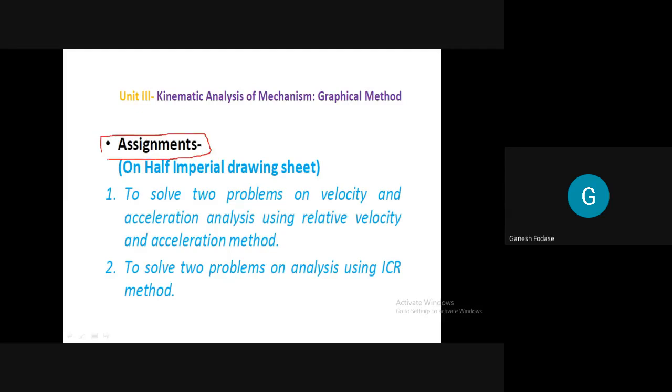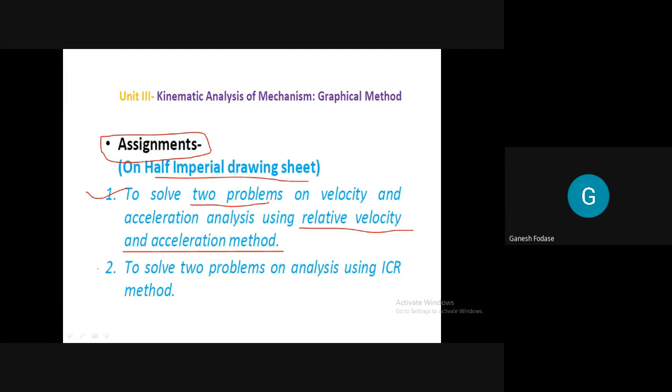These are the practical part. What is the first assignment? To solve two problems on velocity and acceleration analysis using the relative velocity and acceleration method. So we need to solve these relative velocity and acceleration method problems. Two problems, which I will give to you. You have to solve those two problems on a half imperial drawing sheet.